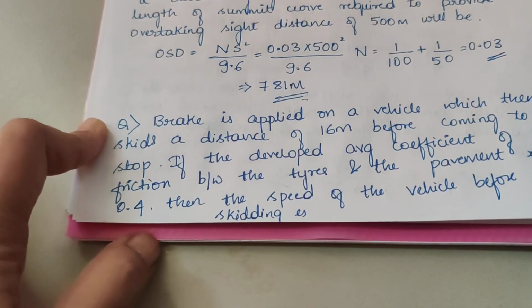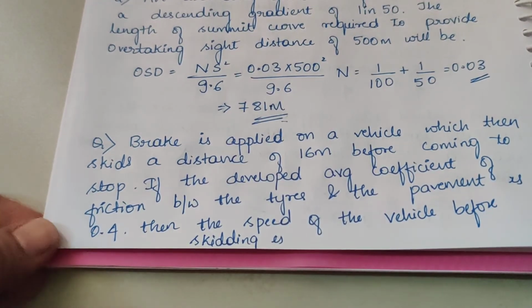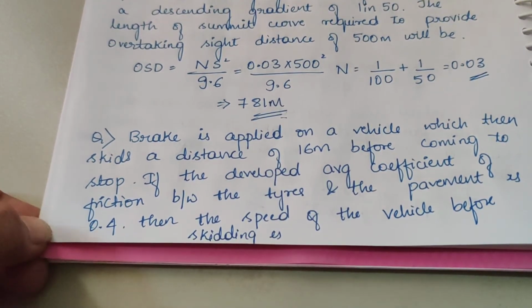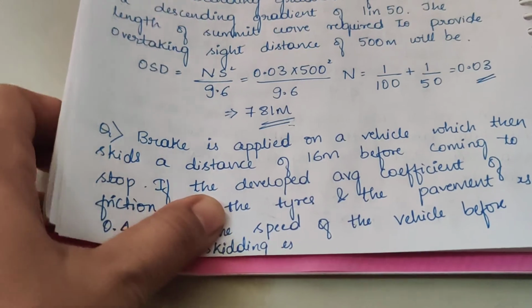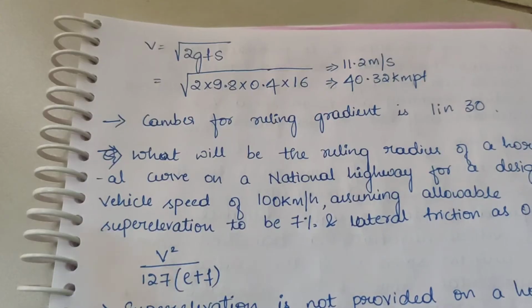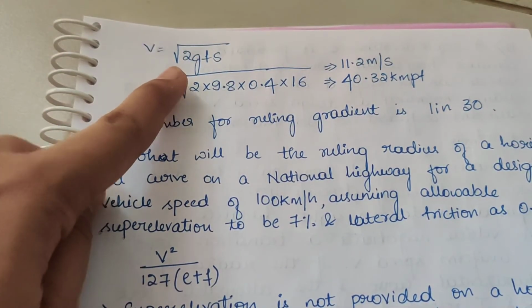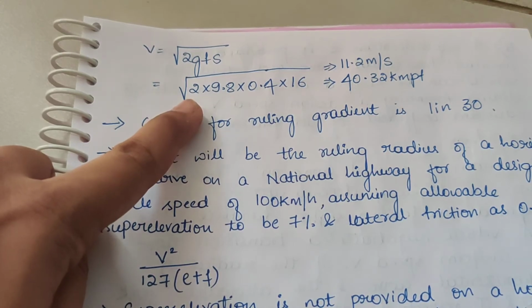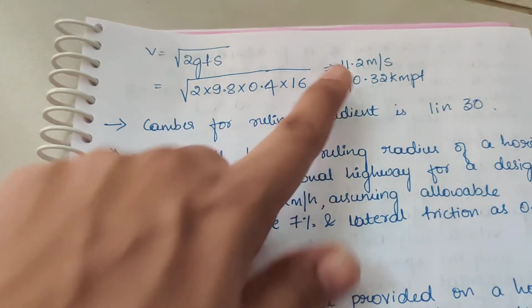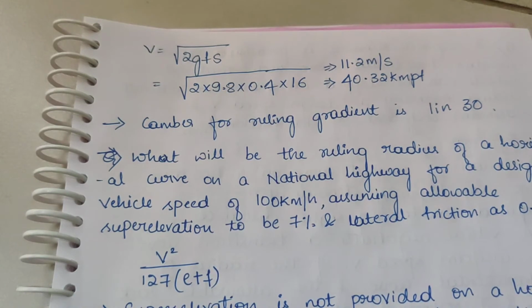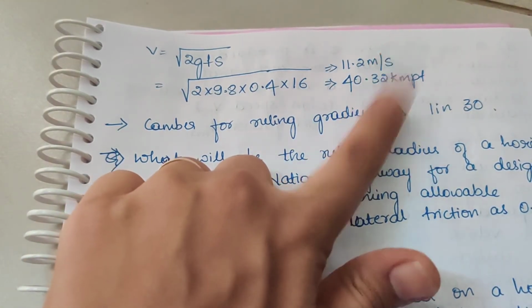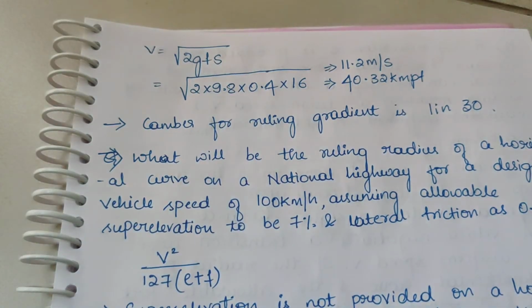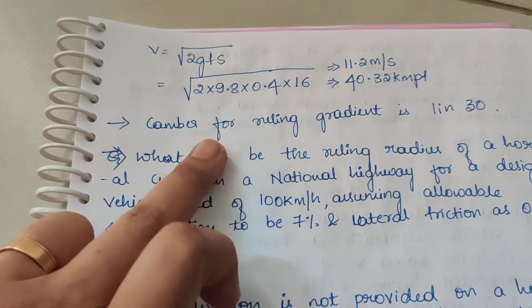Next, brake is applied on a vehicle which then skids a distance of 16 meters before coming to stop. If the developed average coefficient of friction between the tires and the pavement is 0.4, then the speed of the vehicle before skidding is? So V is equal to root of 2gFs. All the values are given. Substitute, you get 11.2 meter per second. If the options are in terms of kilometer per hour, convert this into kilometer per hour. So camber for ruling gradient is taken as 1 in 30.